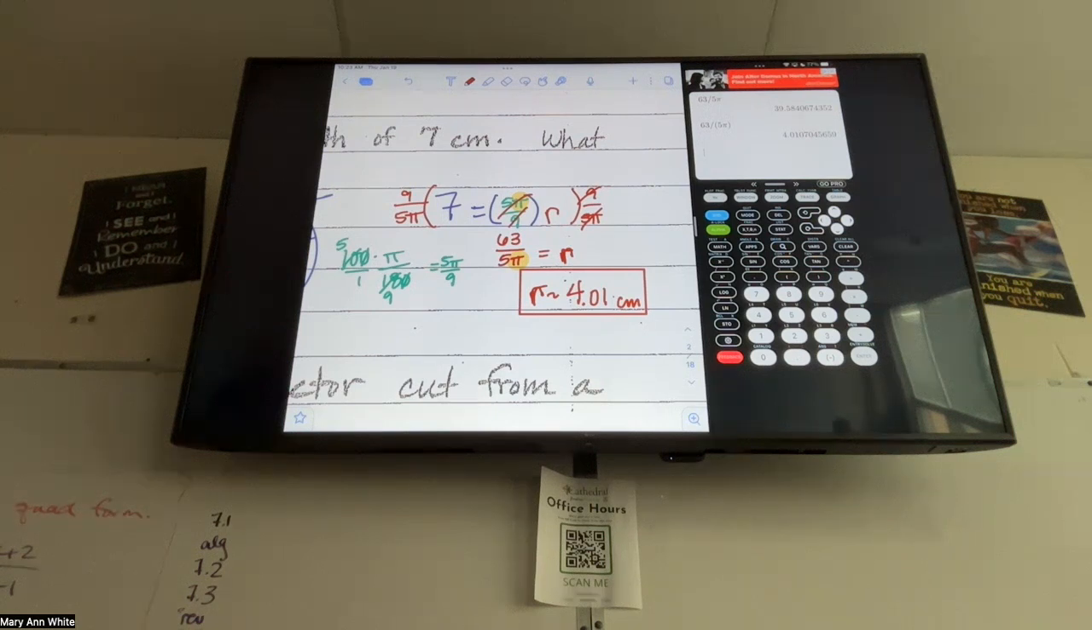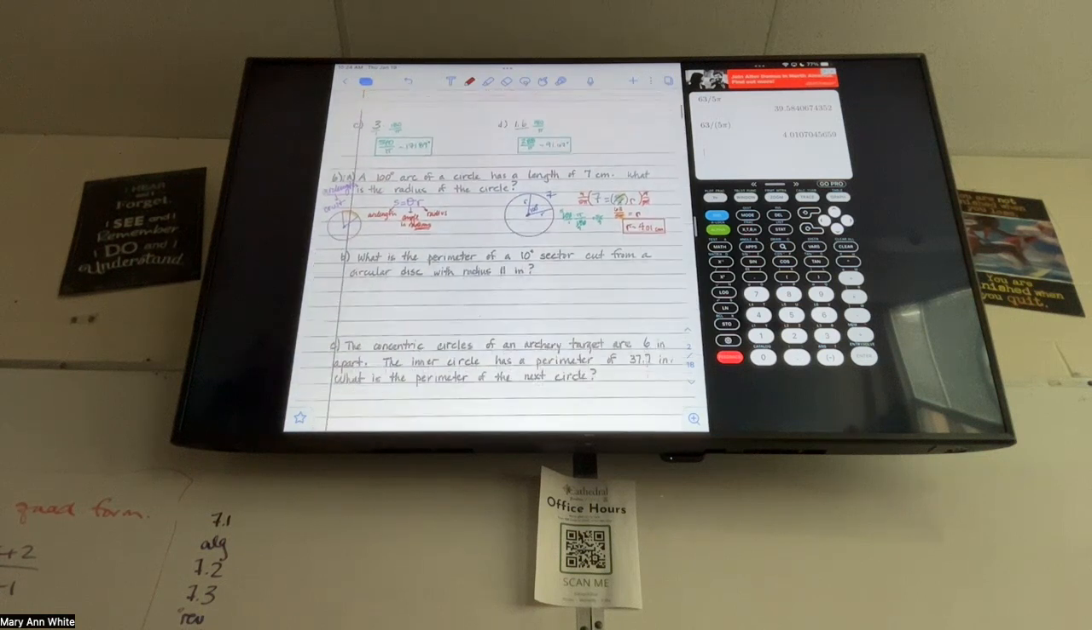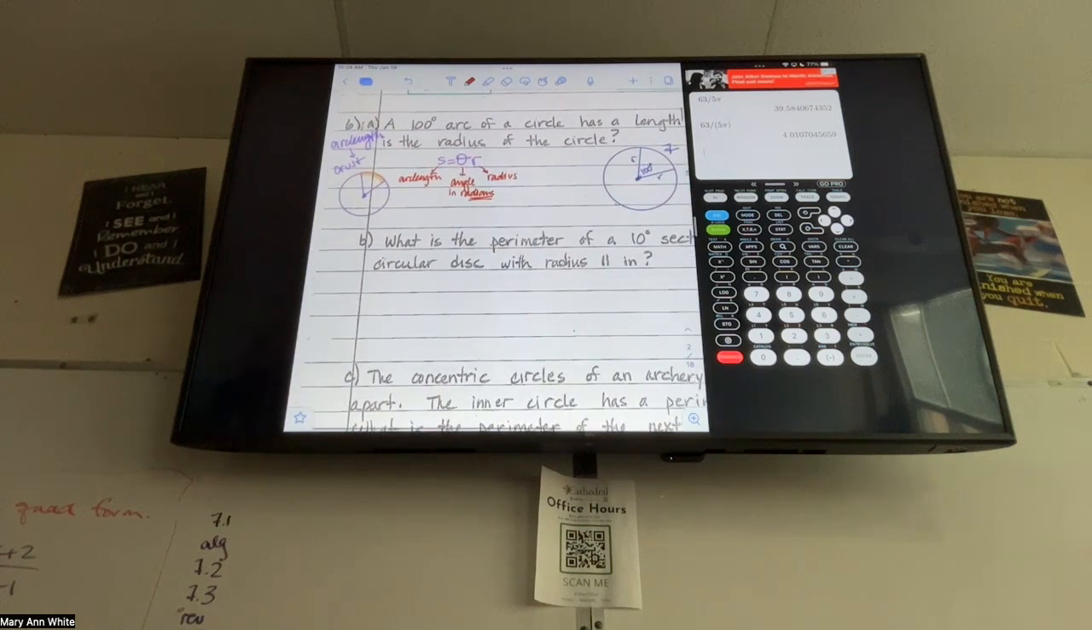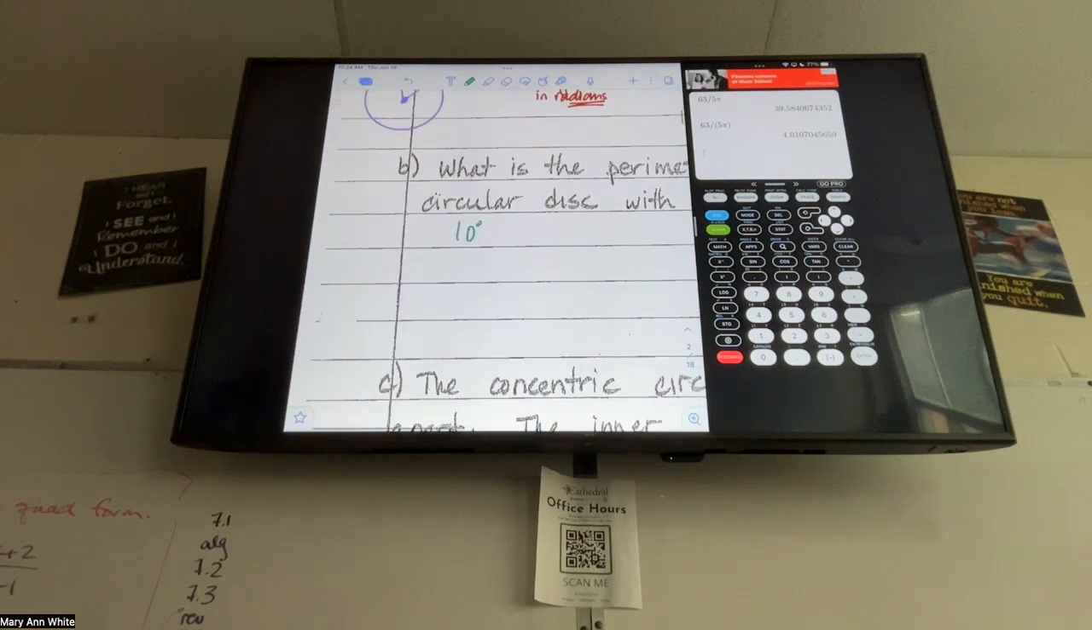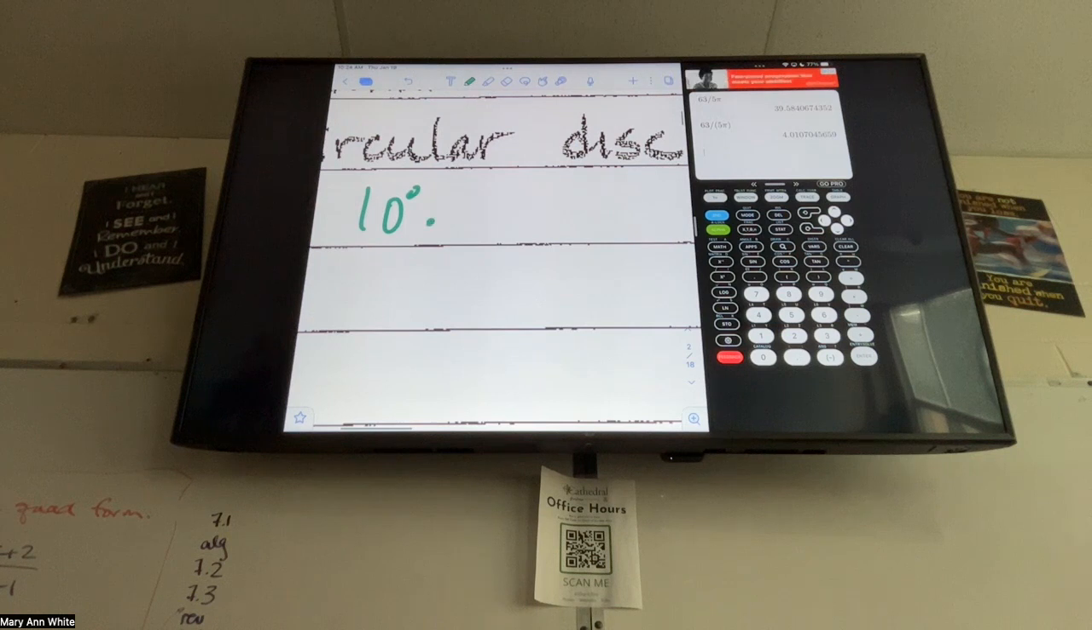It says, what's the perimeter of a 10-degree sector cut from a circular disc with radius 11 inches? What are you looking for this time? S. We're looking for S. We gotta find that arc length. What do you need to do before we just plug and chug? We gotta change that 10 degrees into a radian measurement. So 10 degrees, just like we did before, we're multiplying it by pi over 180.